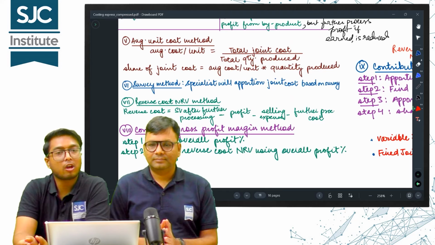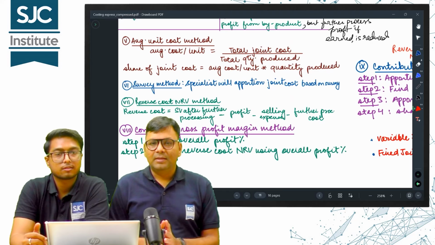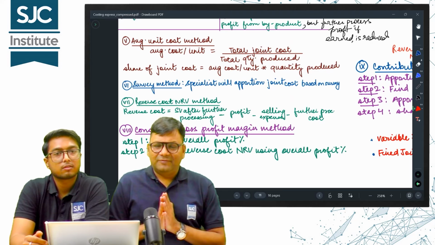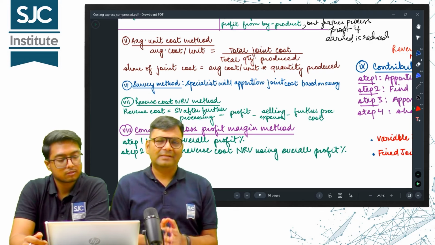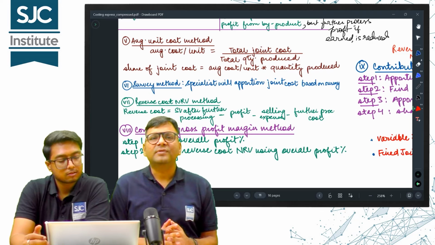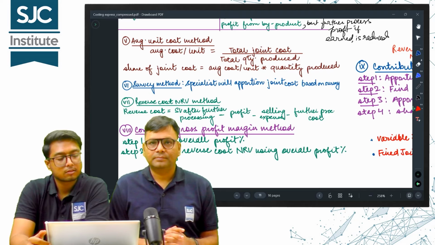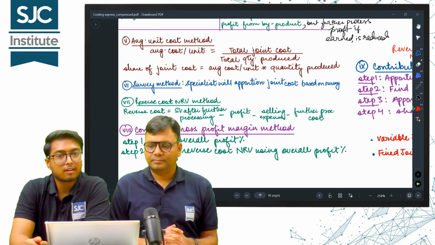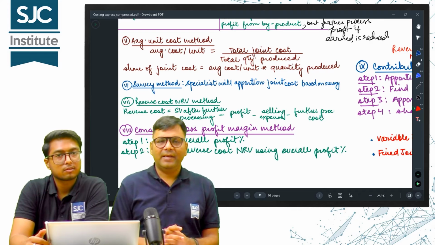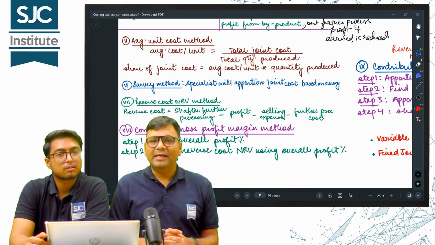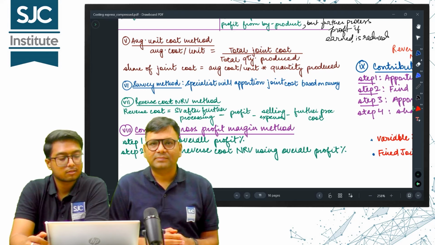Fifth, average unit cost method. What is its formula? Its formula is total joint cost divided by total quantity produced. The result of this method is same as the first method, which is physical unit measurement method. Next, survey method. Survey method means we are not doing anything. The surveyor is coming and giving us an estimate of apportionment of joint cost.